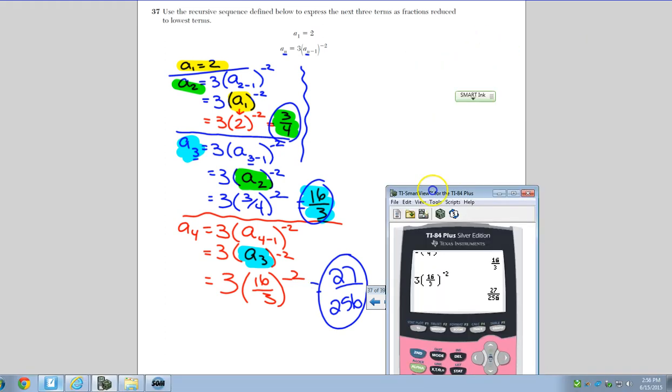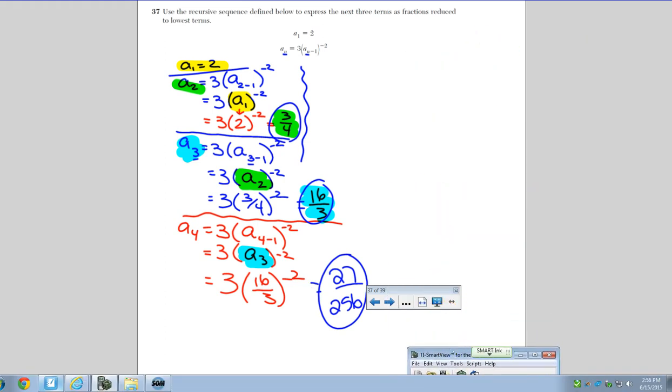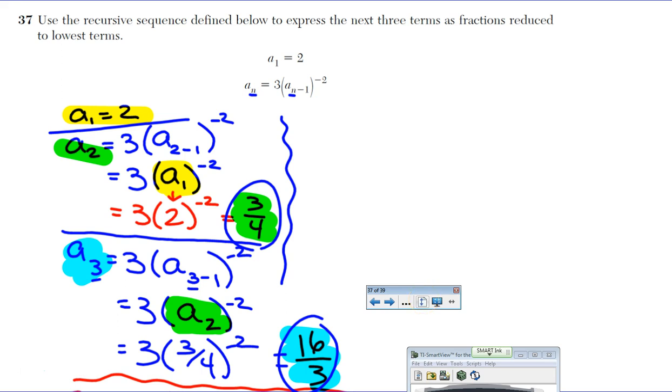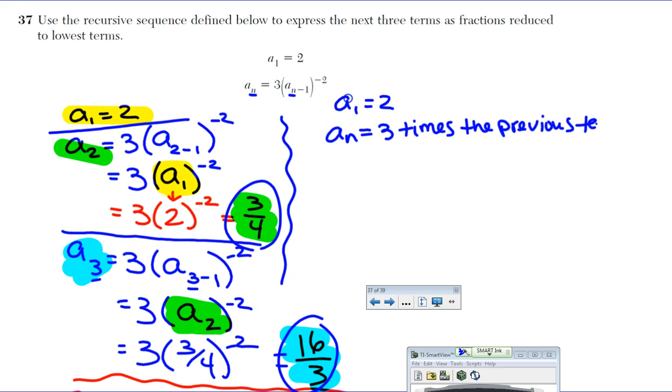Now, if you know how to read this, then you don't have to go through all of this. It's still going to be the same computations, but not as much work. And this is what I'm saying. I told you guys when I taught this to you to make sure you know how to read it. A sub n, the way the formula is means 3 times the previous term, right? That's what this means, raised to the -2 power.